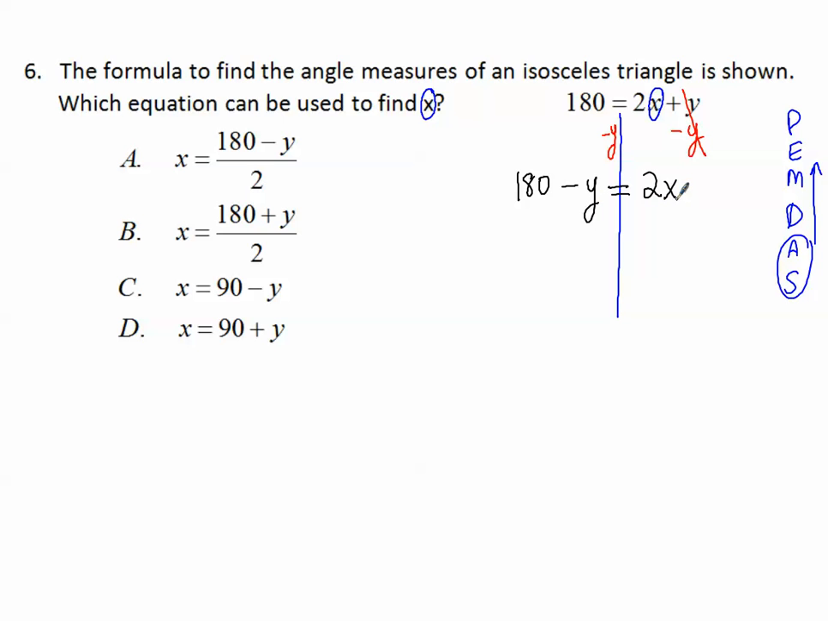This is 2 times x, so I'm going to say divided by 2, because opposite of multiply is divide. Divide everything by 2. Cross those out. Now, before I try to separate these, I do want to remember that I'm looking for the correct choice. So I want to see which one is what I have, and I see that they've used divide everything by 2. They did not split it up like we did in the other ones. So 180 minus y divided by 2, that's what I have when x is by itself.